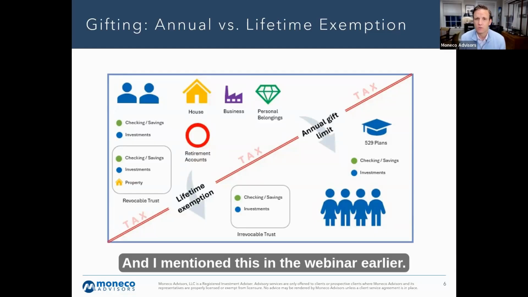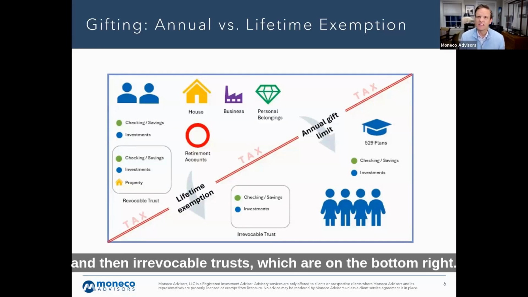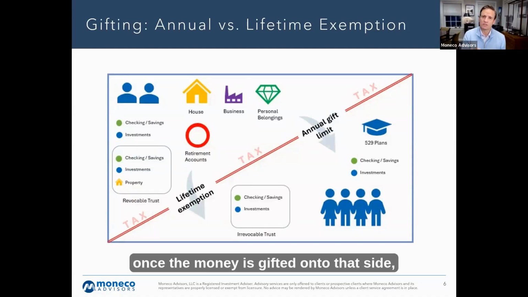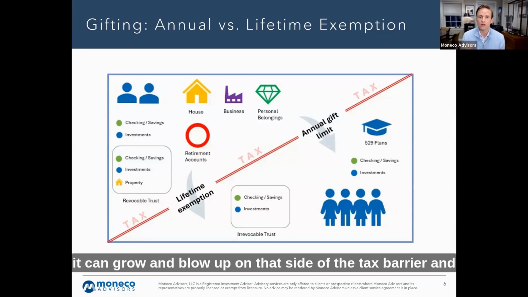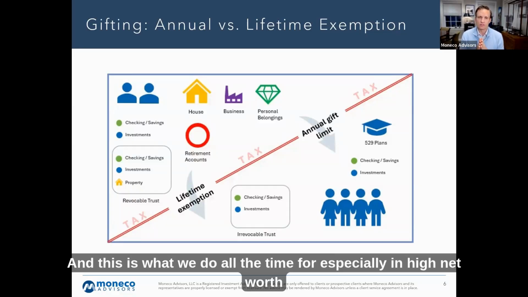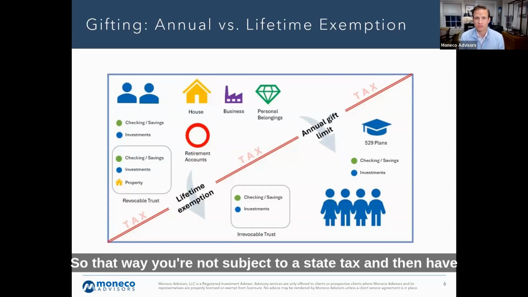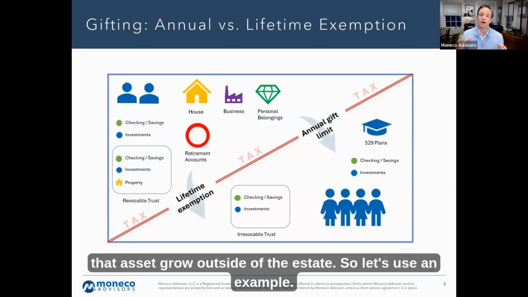Specifically, the last piece to think about is where trusts come into play. And I mentioned this in the webinar earlier. Specifically, you have revocable trusts, which are on the top left, and then irrevocable trusts, which are on the bottom right. And that's the biggest advantage of irrevocable trusts: once the money is gifted onto that side, it can grow and blow up on that side of the tax barrier and not be subject to estate tax. So this is the big deal. And this is what we do all the time, especially in high net worth planning, right? The idea is to try to gift through that annual or that lifetime gift exemption, so that way you're not subject to estate tax, and then have that asset grow outside of the estate.